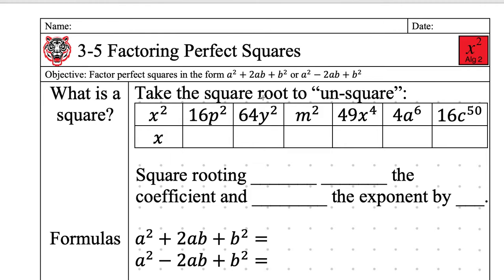All right, so we are on Monday, October 14th. Today's date is Monday, October 14th, 10/14/19. Make sure your name and date are on your paper. Today's lesson is 3-5, factoring perfect squares. Friday was 3-4, factoring difference of squares. Very similar lessons here. Quiet, raised hand.